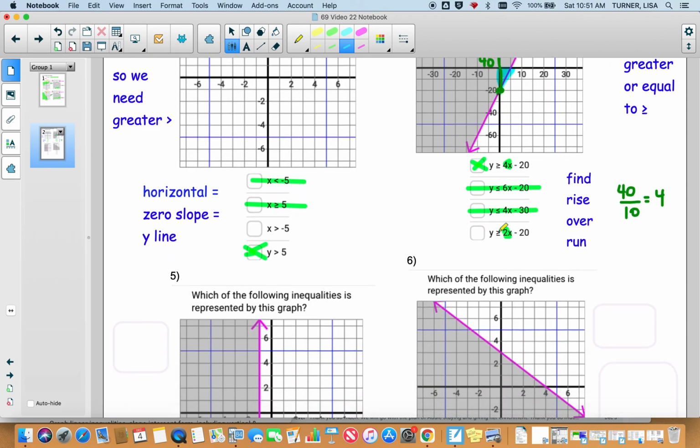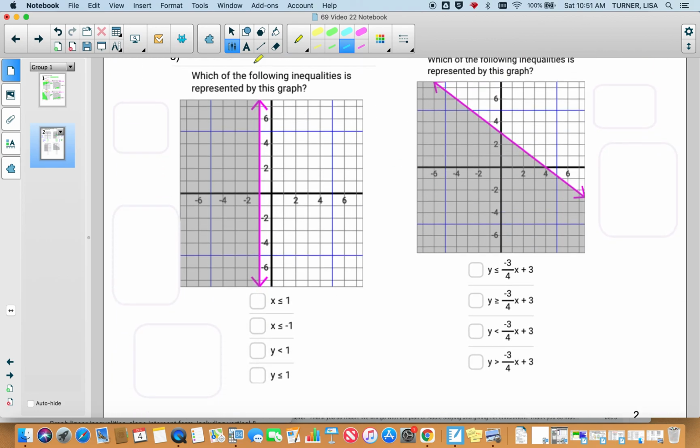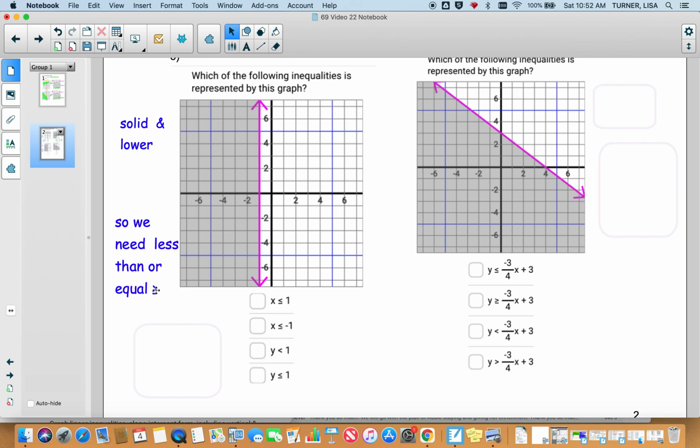You won't have any writing when you do these, actually. And here are 2 easier ones. All right. So take a look. Now, what am I looking at? I'm looking at a solid line and lower or left, right? And so what does that mean to me? Solid and left means I need to have a line in my symbol and I need it to be pointing left. So I need a less than or equal to.